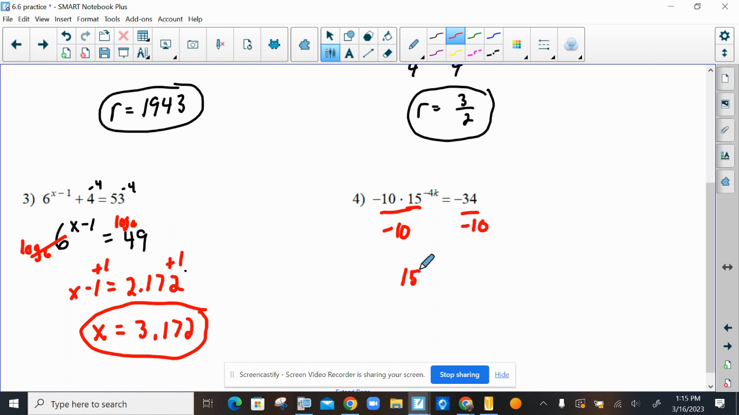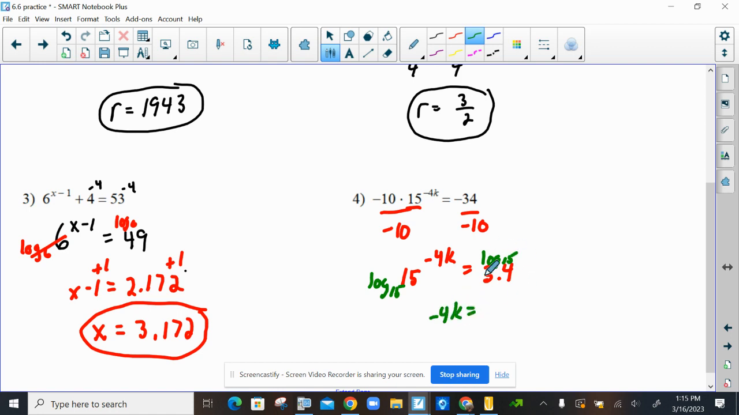Okay, so then you're left with your base of 15 raised to negative 4k. And then this is simply going to be 3.4. Okay, I don't need a calculator to do that. I can do that in my head. But if you needed to, you would divide that. It would tell you 3.4. And now I'm ready to get rid of base 15. So I take the log base 15 on both sides.